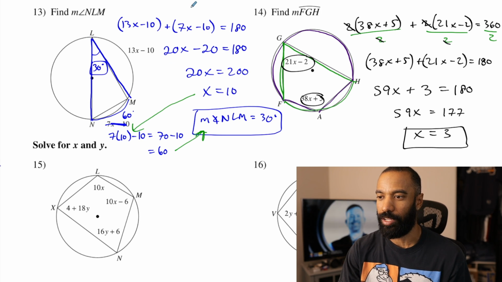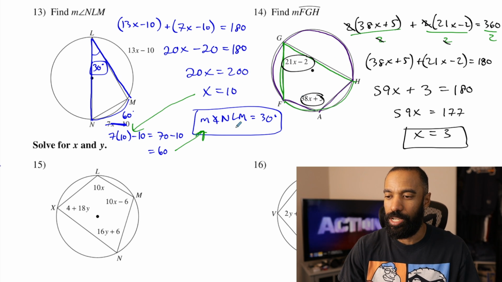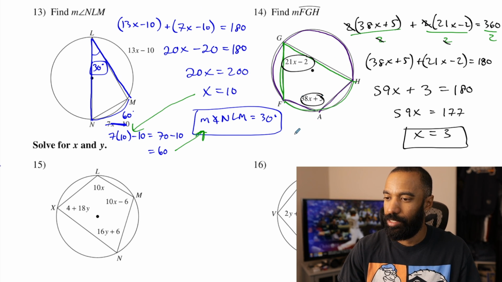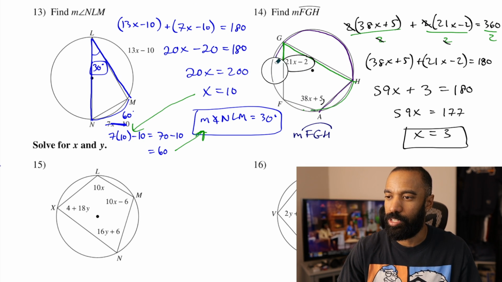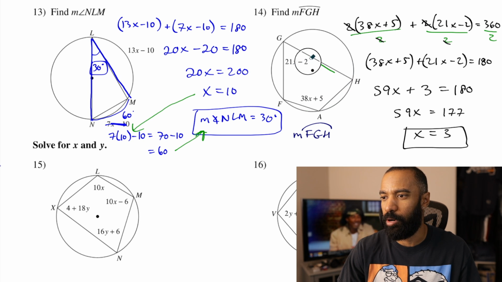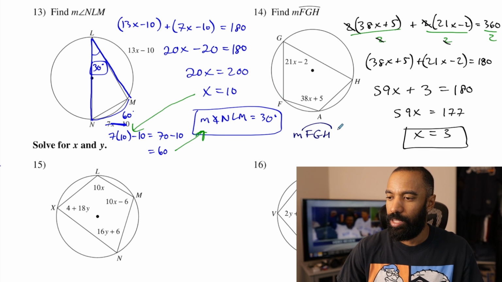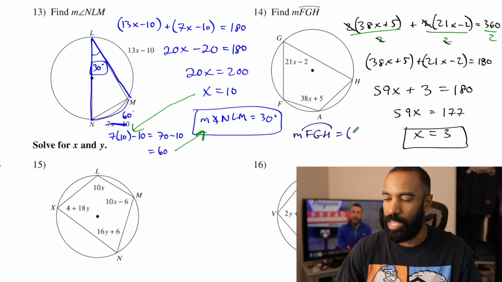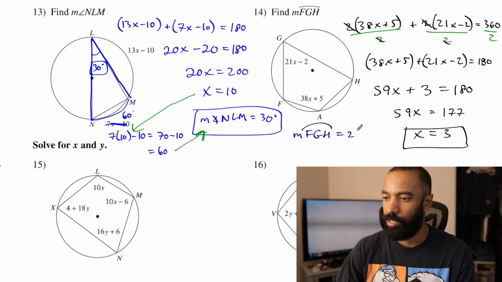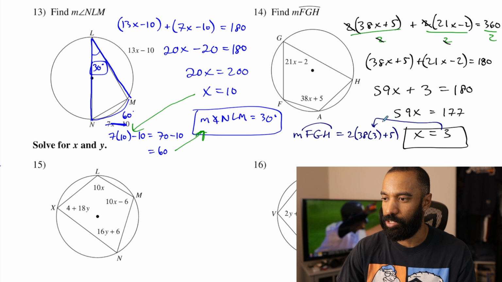We have to find the measure of arc FGH. Okay, measure of arc FGH. Let's go ahead and erase some of this stuff. It was the purple one here. FGH is that major arc there, which should be double that of its inscribed angle, 38x plus 5. So I'm going to take double that of 38 times 3 plus 5. Remember, we got x equals 3 here that we're substituting into.